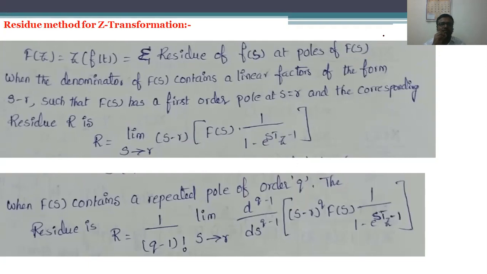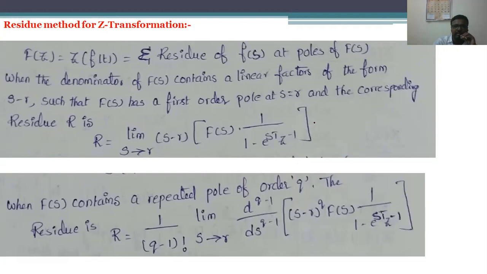That means summation of residues of F(s) at poles of F(s). When the denominator of F(s) contains linear factors, that means if the denominator of the function can be expressed in terms of roots, like s minus 1 or s minus 2, then the residue for that particular root or pole can be obtained with the corresponding equation.